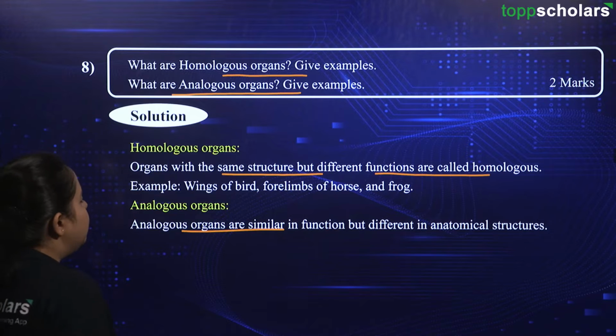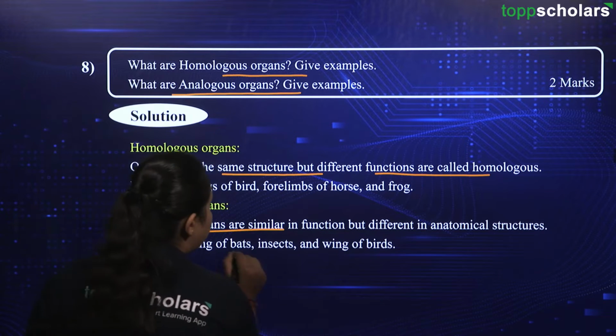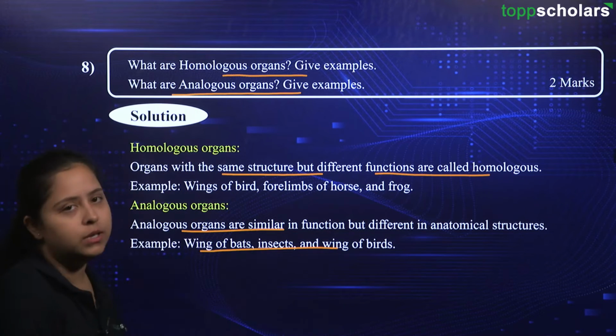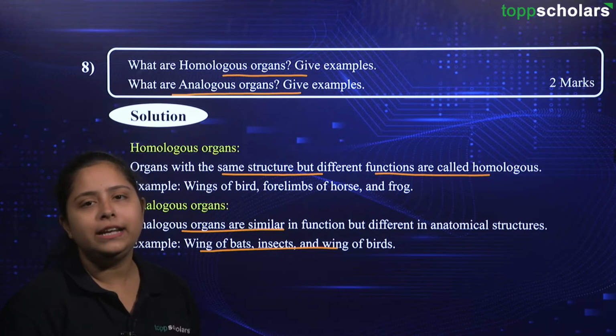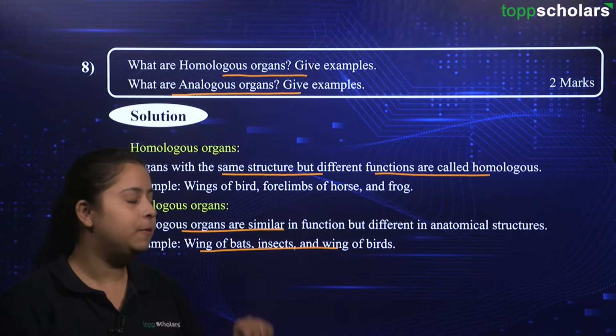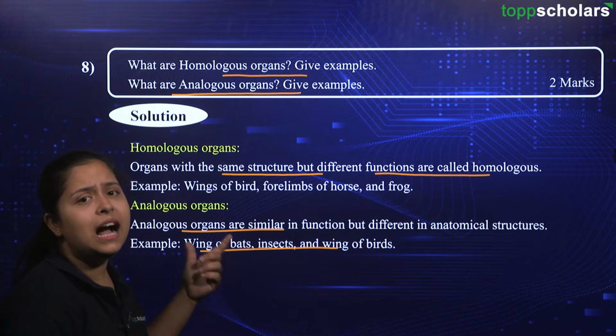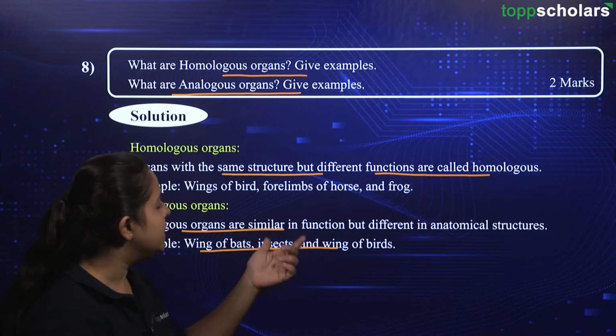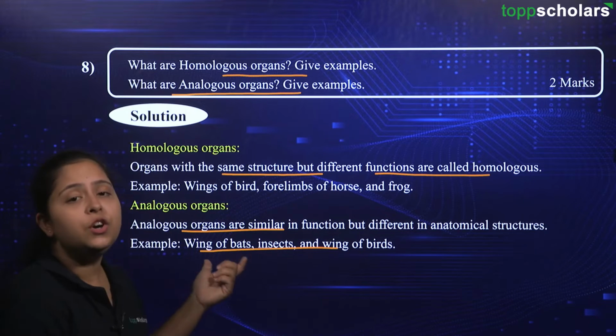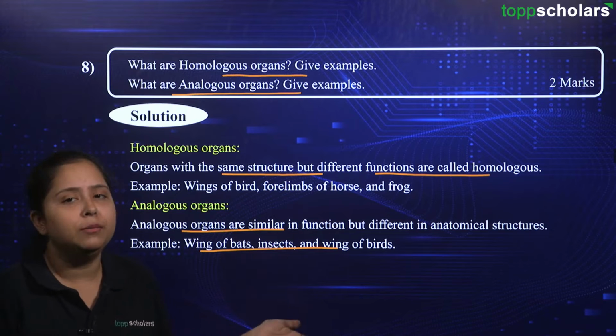So what are the examples for analogous organs? Wings of bats, insects and wings of birds. Now you see, all of these are having wings and all of these are having flight, okay? They can fly. But the wings of bats are anatomically very much different as compared to the wings of insects, the wings of birds. So the wings of bats are the patagium basically.